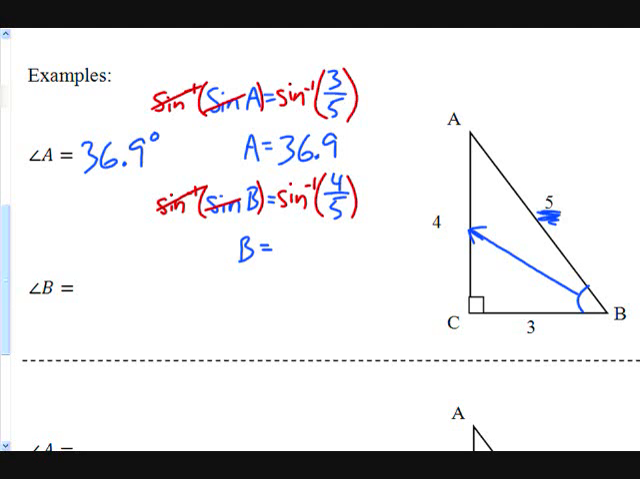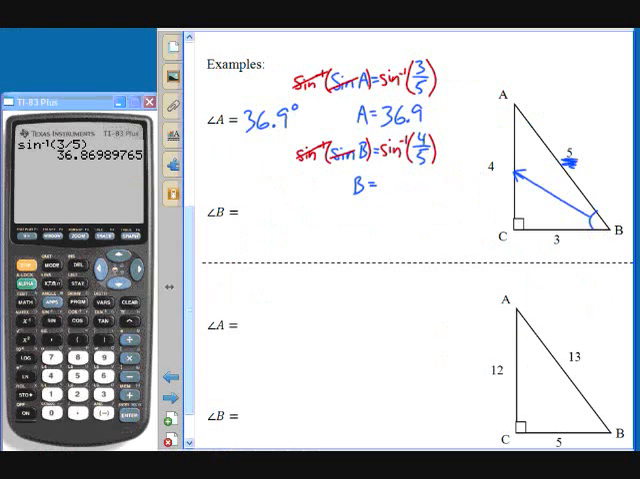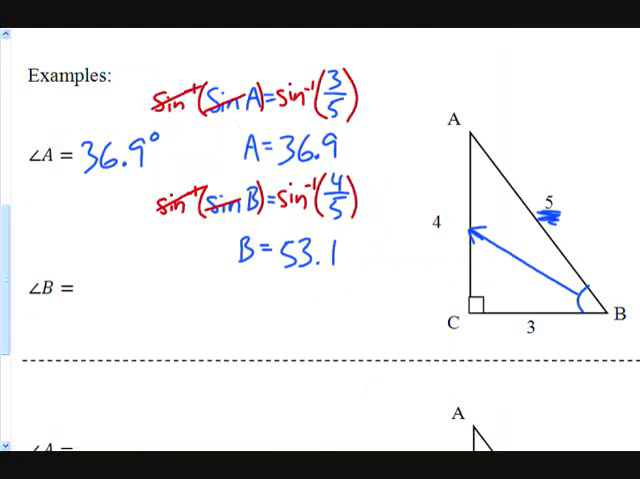Over here, inverse sine of 4/5, I just need to plug into my calculator. So again, I do second sine. 4/5 is just 4 divided by 5. I close the parentheses. I hit enter, and it tells me that it's 53.1. So approximately 53.1. And an easy way to check this, well, we know that the 3 angles inside a triangle have to add up to 180 degrees.